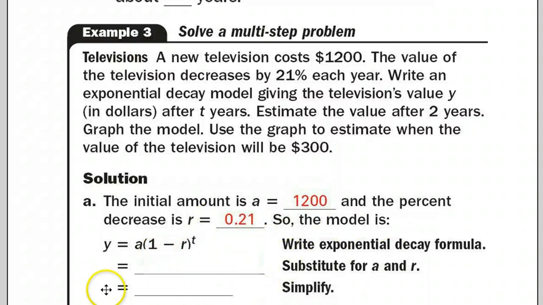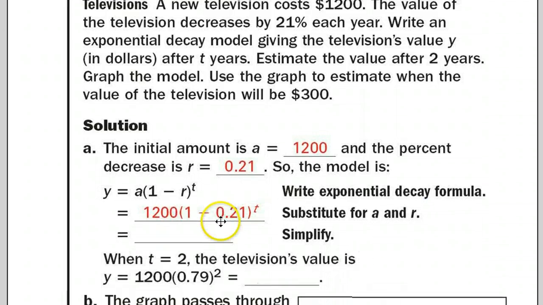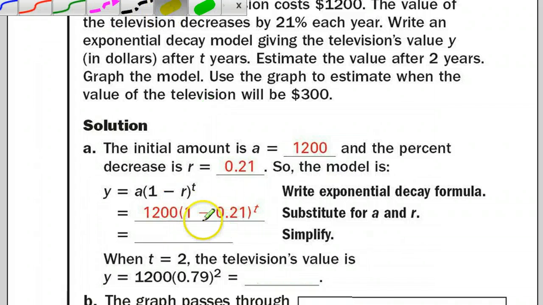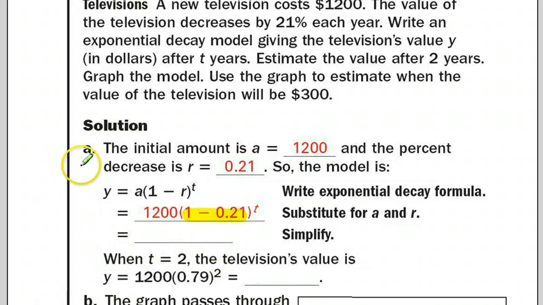So we're going to write an exponential decay function where we replace A with 1,200 and R with 0.21, and we get something that looks like this. Well, 1 minus 0.21 is 0.79. So I can rewrite this function as 1,200 times 0.79 to the t. And as you can see, the base value is less than 1, and that's where we have our answer. And if I want to figure out after 2 years how much the TV costs, I replace t with 2, and I can plug that in and get an answer of around $750.